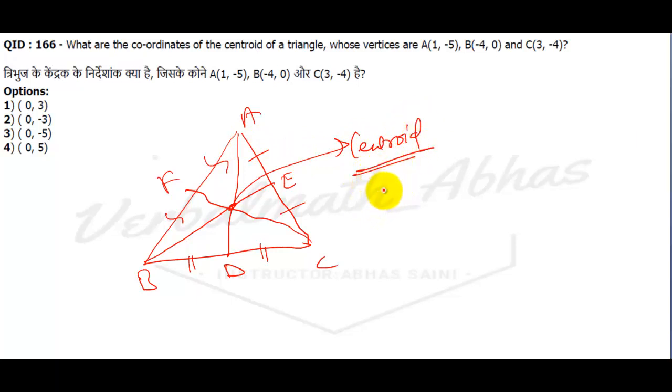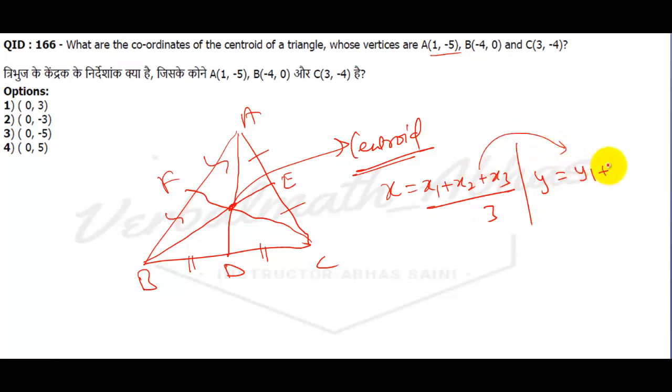And for the centroid in coordinate geometry, the x coordinate will be x1 plus x2 plus x3 upon 3, and the y coordinate is also the same, so y1 plus y2 plus y3 divided by 3. You can see in the question that all x coordinates are the same. So if I just calculate the y coordinate, I can directly mark the answer.